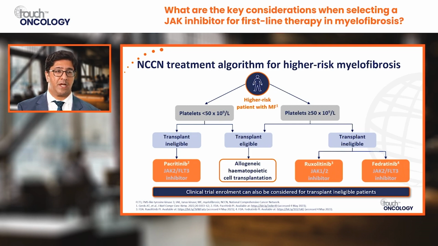But as it pertains to JAK inhibitors, if somebody has spleen or symptom issues and their platelets are over 50,000, then we think about the use of JAK inhibitors. Currently, 2 JAK inhibitors are approved for patients with a platelet count of greater than 50,000. Those are ruxolitinib and fedratinib, and we're going to talk about those in detail in a few moments. For patients with a platelet count of less than 50,000, pacritinib is now FDA approved to be used in this setting. And of course, we always want to think about clinical trials given the natural history of this disease.